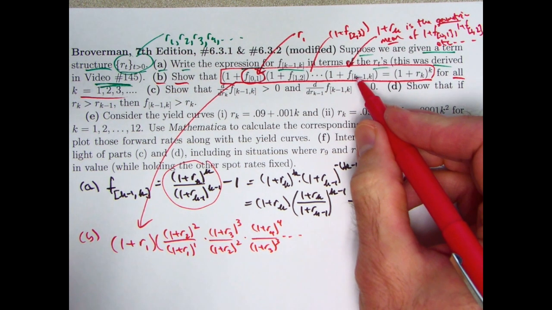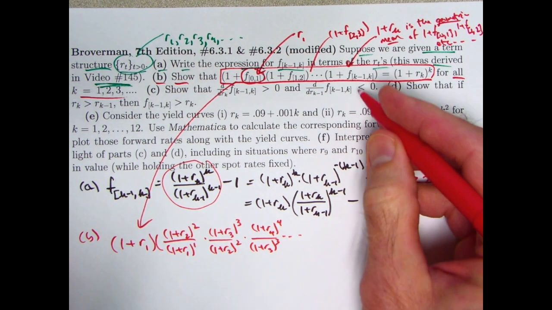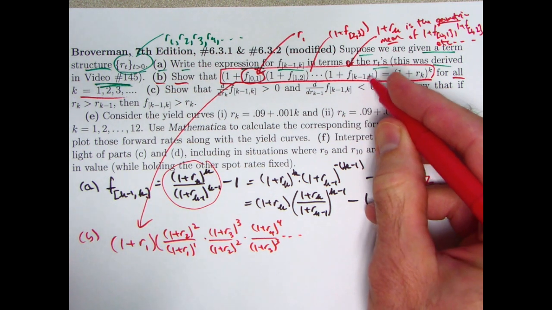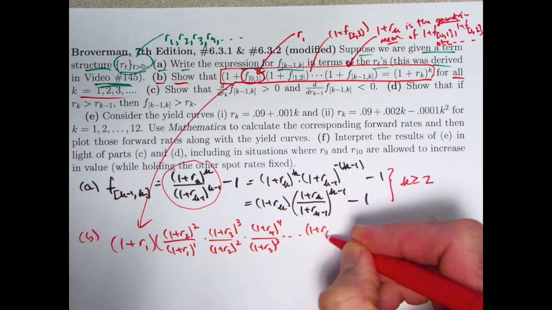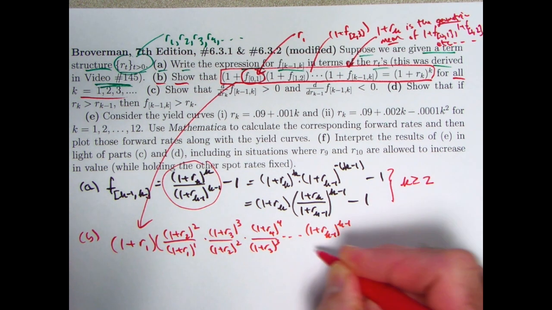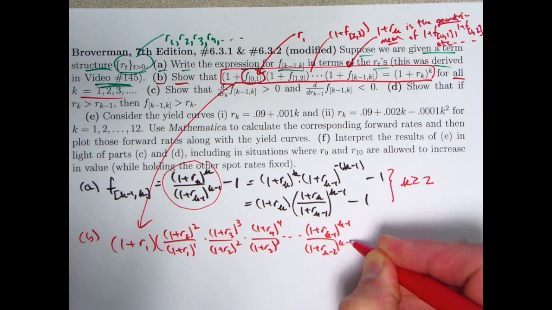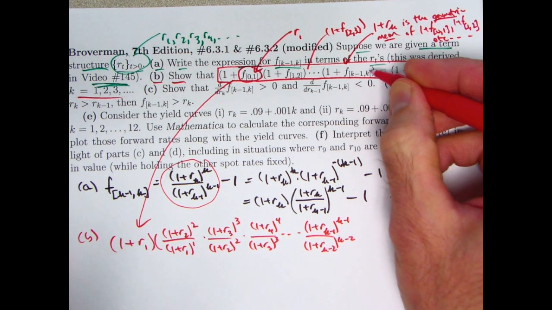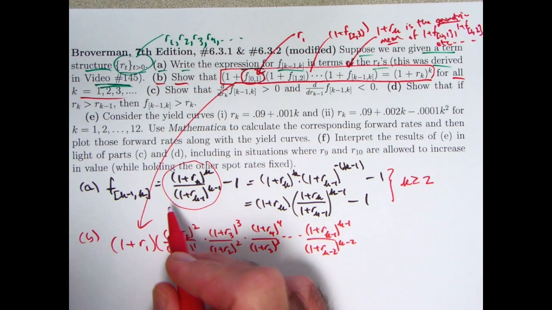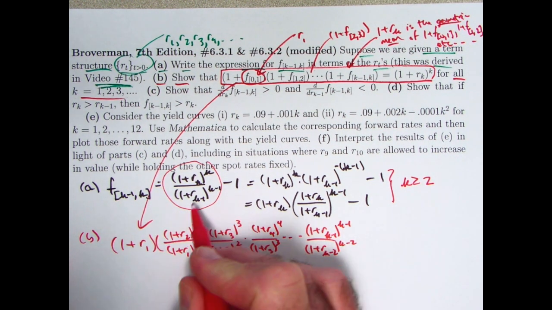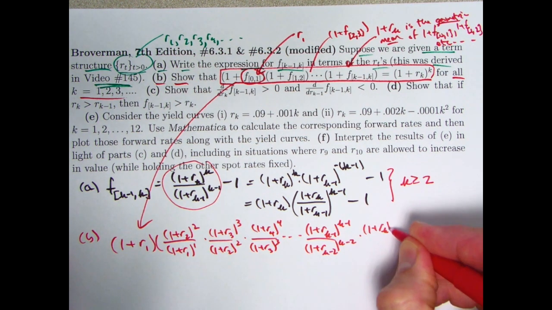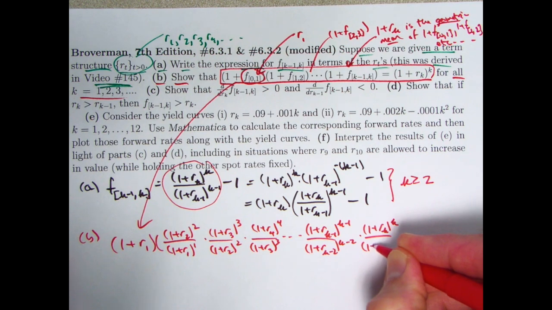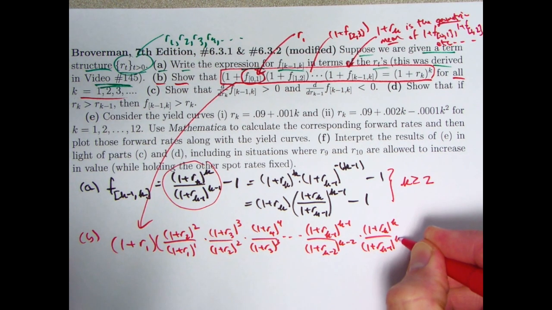The second to last term in this product, when you would have a k minus 1 right there, would be (1 plus R sub k minus 1) to the k minus 1 power divided by (1 plus R sub k minus 2) to the k minus 2 power. And finally, the very last expression, the one you actually see here, which can be found by adding 1 to both sides of this equation and getting this expression right there, would be (1 plus Rk) to the kth power divided by (1 plus R sub k minus 1) to the k minus 1 power.